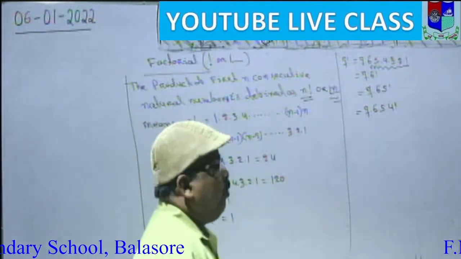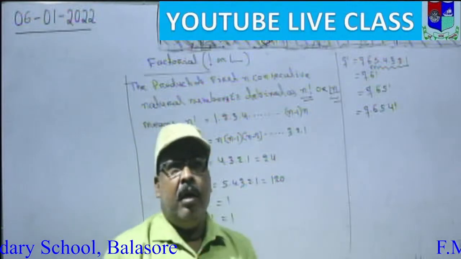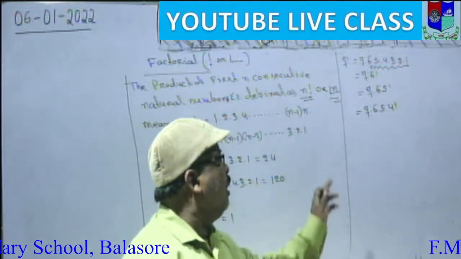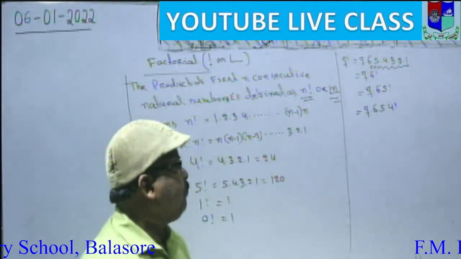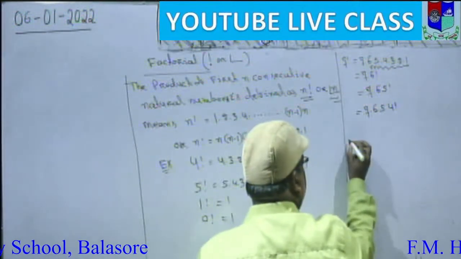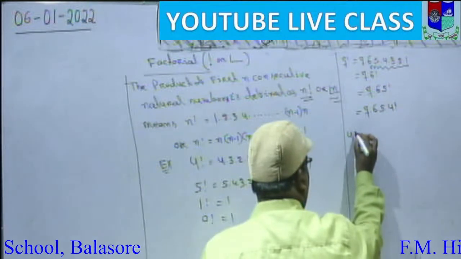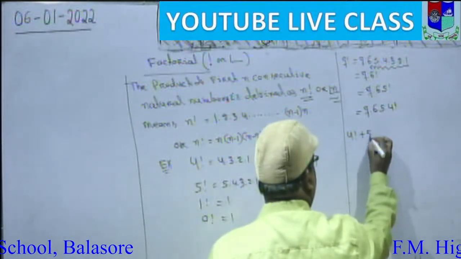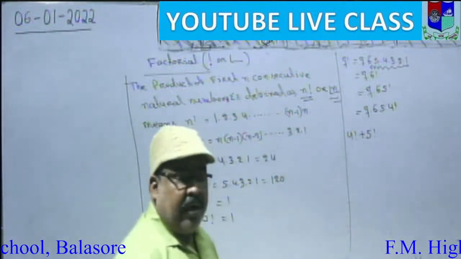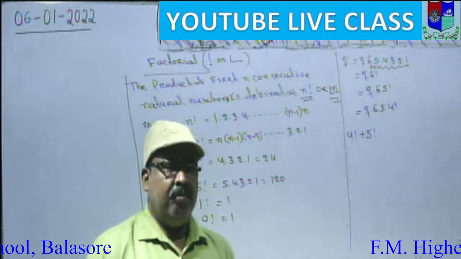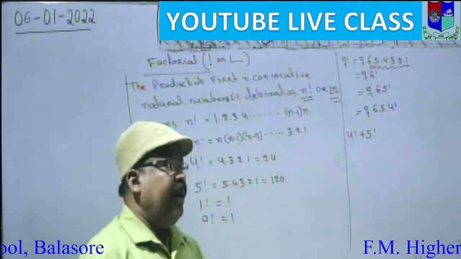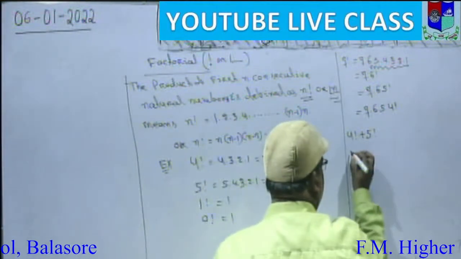Okay, now we want to add them. Suppose 4 factorial plus 5 factorial. We cannot write it as 9 factorial. We cannot write this. But we have to find the results, then add.